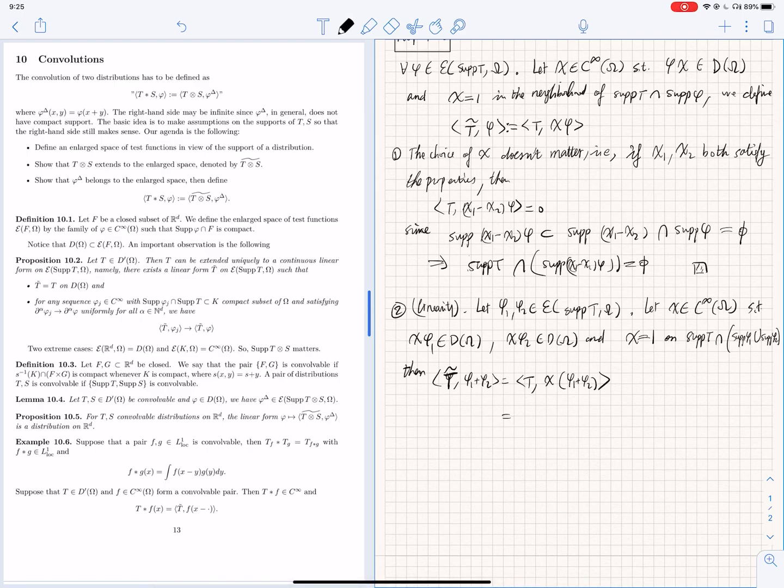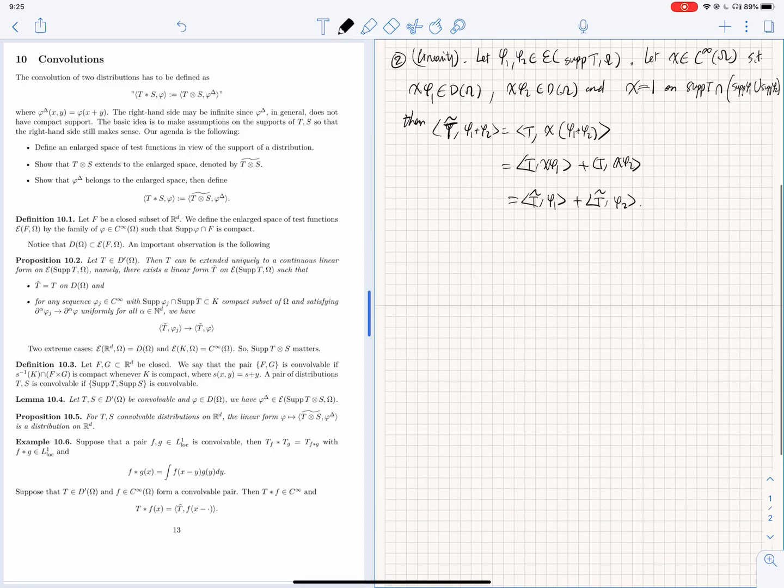We can separate these two terms, then use the definition again to have the linearity. Okay, so now it remains to show the continuity.